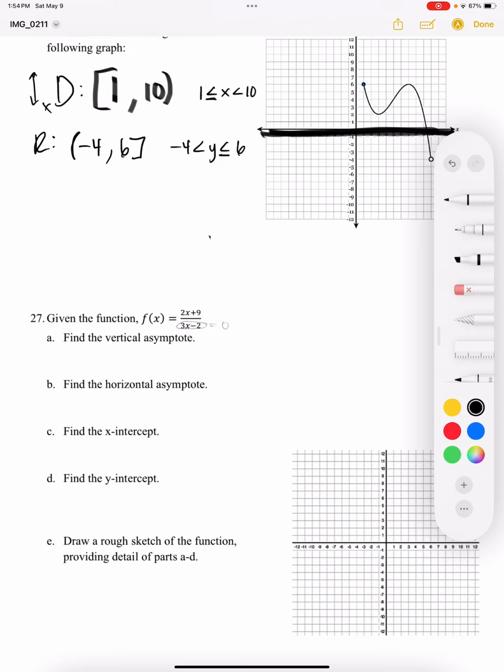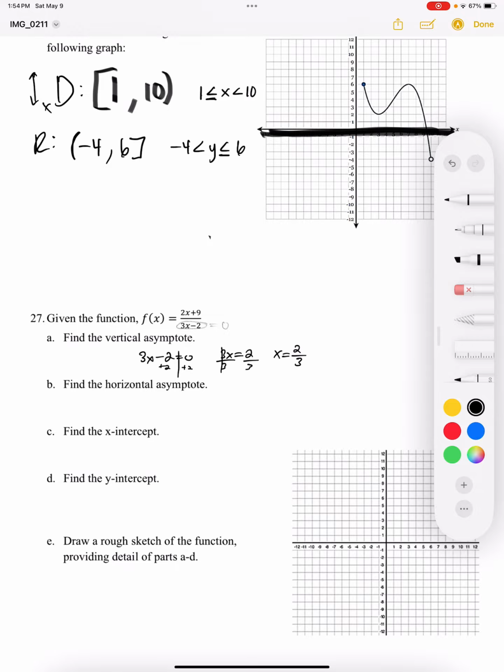So 3x minus 2 equals 0, and you solve for x. That means first add 2, then you get 3x equals 2, and then divide by 3. So then x equals 2/3.